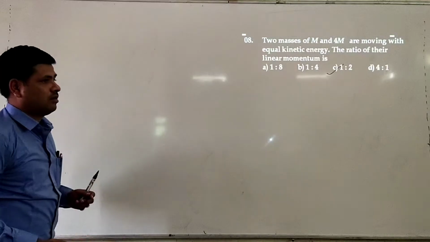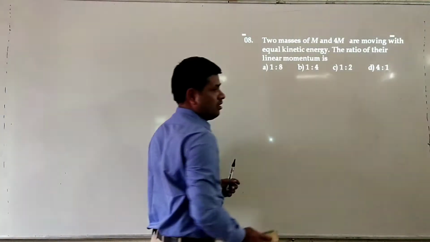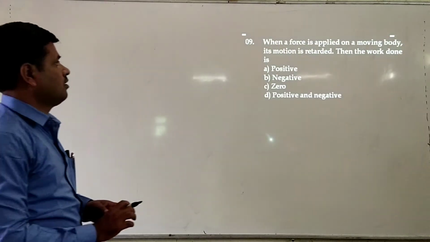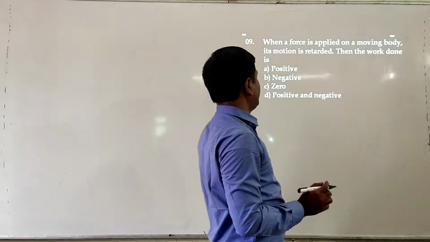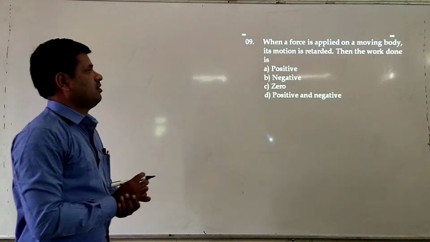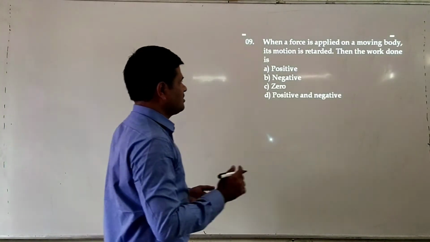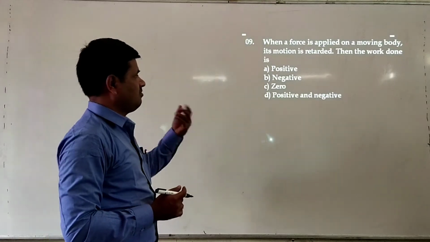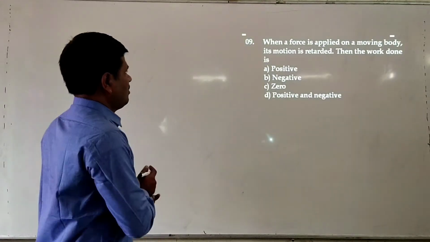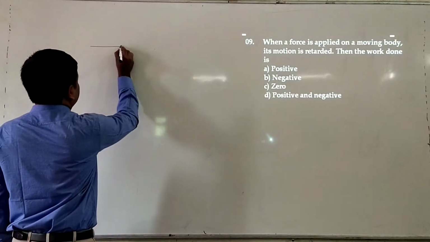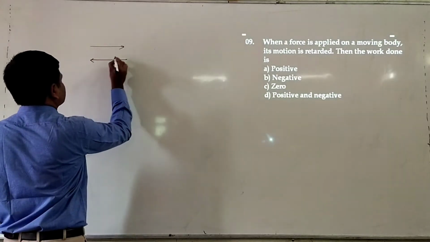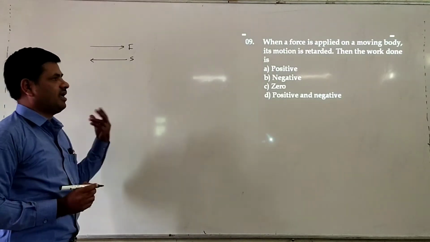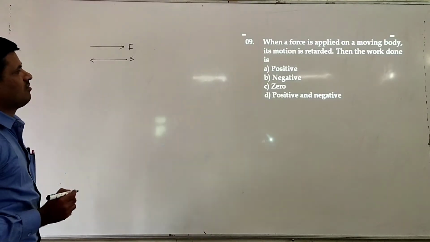Next we go to question number 9. When force is applied on a moving body, its motion is retarded. Motion is retarded means it is coming in the opposite direction. Force is applied in this direction, the body is moving in this direction. Force and displacement both are in opposite directions because it is retarded. Here it is coming in the backward direction.